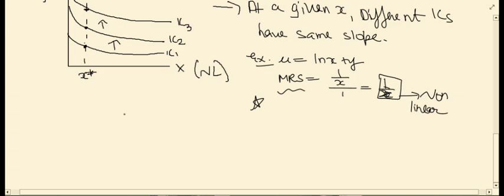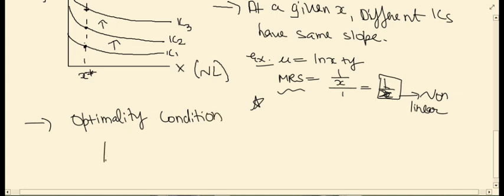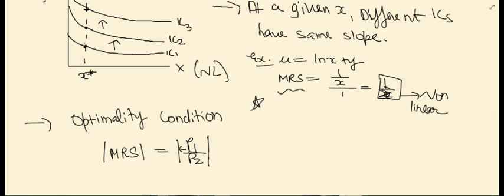Now the optimality condition I have said once, but let's write it. Optimality condition, it's the same: the absolute value of MRS must be equal to the absolute value of the budget line slope given by P1 upon P2. Okay, so that must be clear now. So this completes our quasilinear utility function. Now, if you have any doubts, post them in the comment box. We'll try to answer.